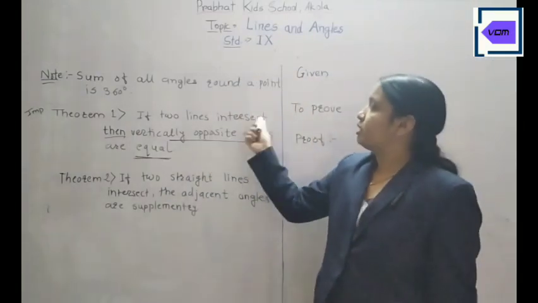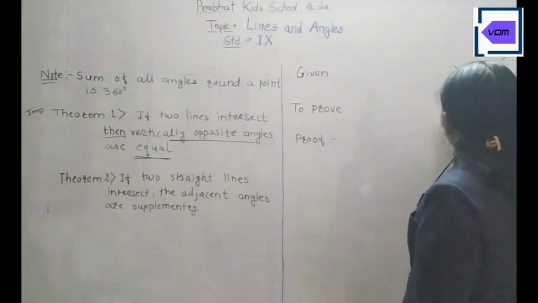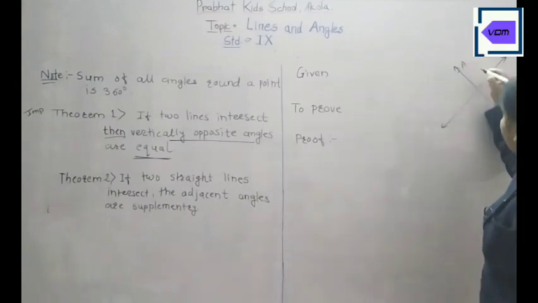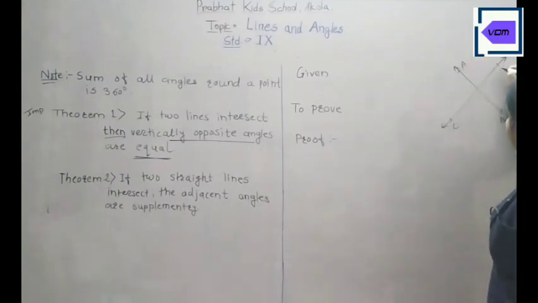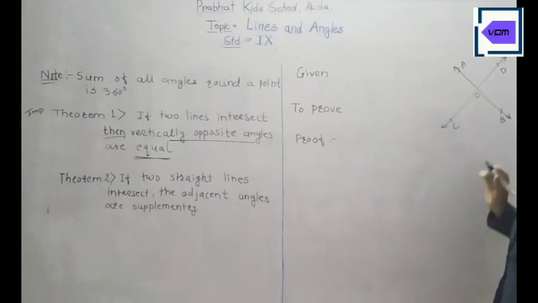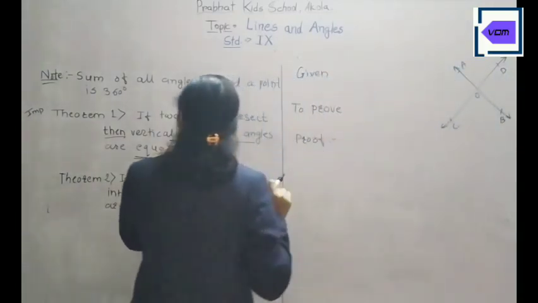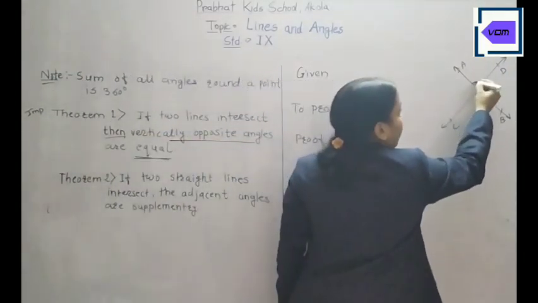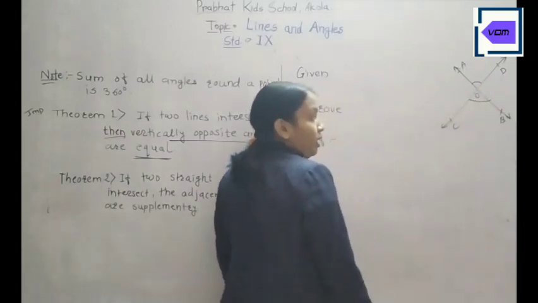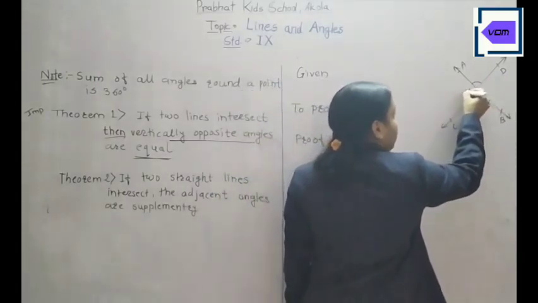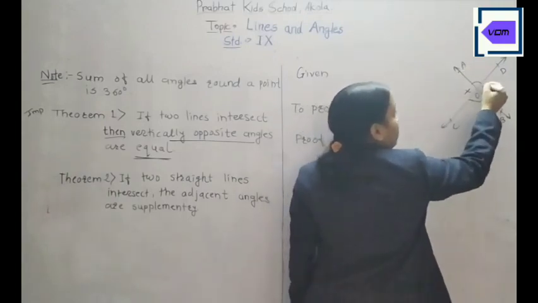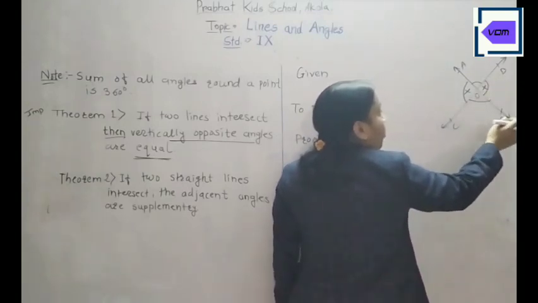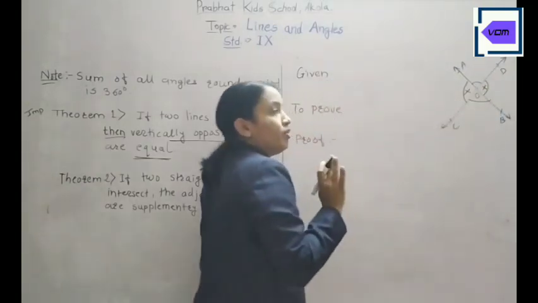Okay. Now two lines are intersecting. So what is given? These two lines are intersecting. Suppose line AB and line CD intersect at point O. This is given to you. Now identify the vertically opposite angles. AOD and COB are the vertically opposite angles, one pair, and AOC and DOB are the vertically opposite angles.